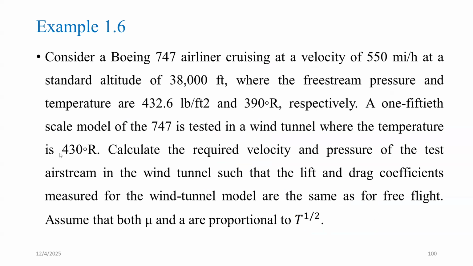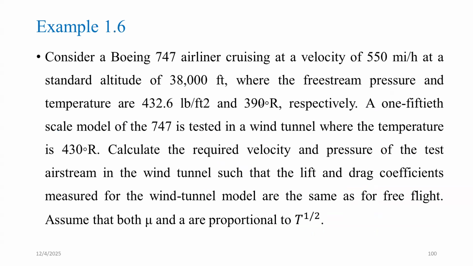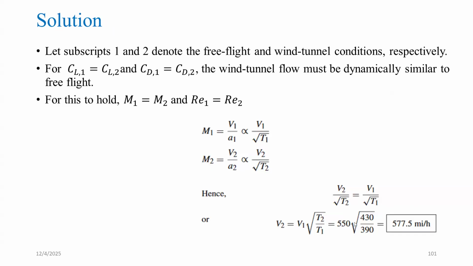390 Rankine and 430 Rankine are given. Since they cancel each other out, we don't want to convert to the Kelvin scale. So we can directly use 430 as T2 and 390 as T1. Directly applying, we get 577.5 miles per hour as the velocity.